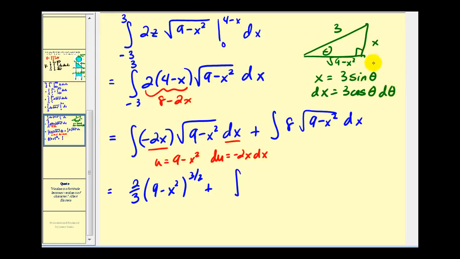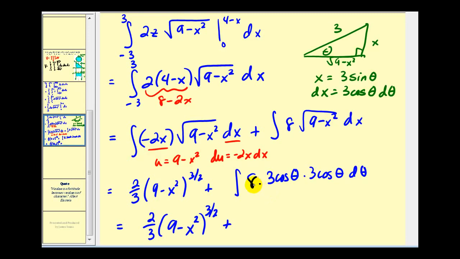Let's go ahead and perform the substitution now. We'll have 8 times, this will be the square root of 9 minus 9 sine squared theta. That'll simplify to 3 cosine theta. And then dx is equal to 3 cosine theta d theta. Let's go ahead and simplify this. 8 times 3 times 3 is going to be 72. And we'll have cosine squared theta d theta. Let's go to the next slide.